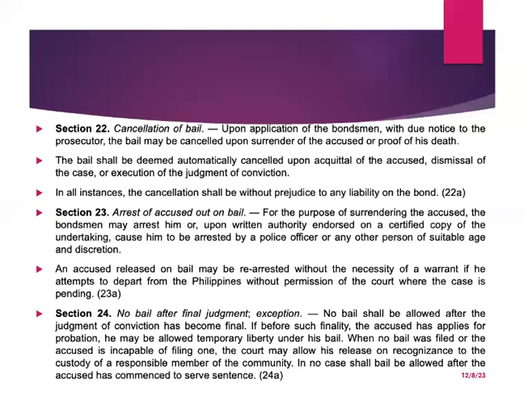Okay? Under Section 24, tanawa, no bail shall be allowed after the judgment of conviction has become final. Kung final na, wala na. If before such finality, the accused has applied for probation, he may be allowed temporary liberty under his bail. When no bail was filed or the accused is incapable of filing one, the court may allow his release on recognizance to the custody of a responsible member of the community. In no case shall bail be allowed after the accused has commenced to serve a sentence. Okay?